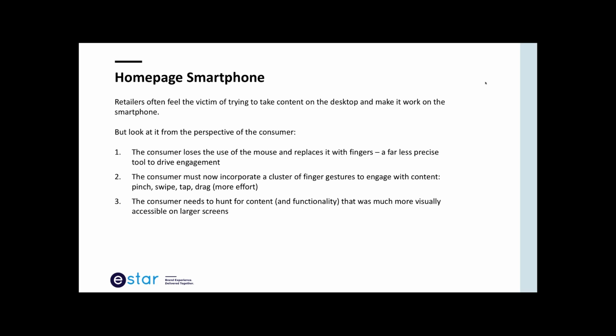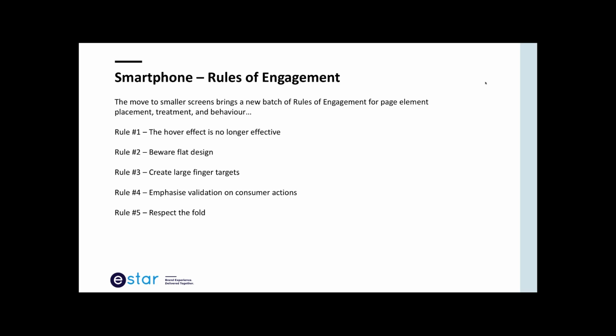So essentially what we're saying here is, before they even start, we know the interaction cost, both physical and mental effort, is going to be increased no matter what we do on the smartphone. So we have to work 10 times as hard to make experiences work for consumers on the smaller screen. Okay? So with that brings a new batch of rules of engagement. Just when you thought you had enough with the first 5, you've got another 5 to worry about. And these, again, affect and influence page element placement, treatment, behavior. Let's talk about them very quickly.